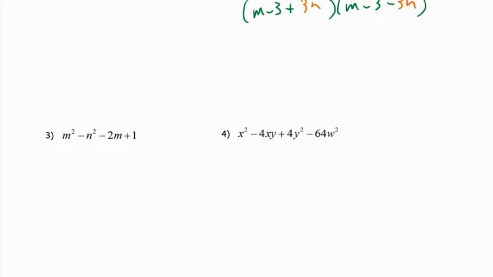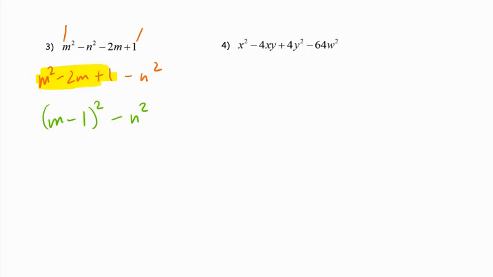So again, on number 3, it's not in the right order because that's going to be my middle term because it's not a square. It's going to be made of the m and the 1 because there's no n's in it. So m squared minus 2m plus 1 minus n squared. Perfect square trinomial. M minus 1 squared minus n squared. M minus 1 plus n, m minus 1 minus n.